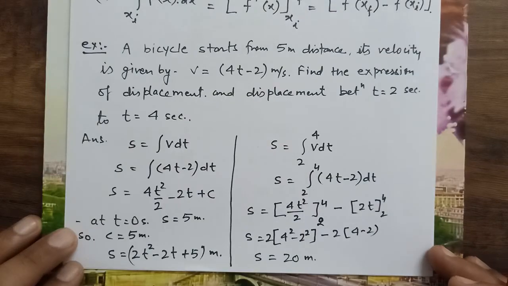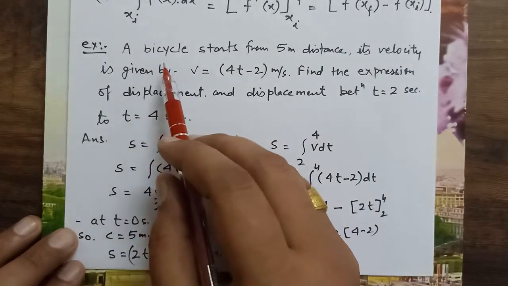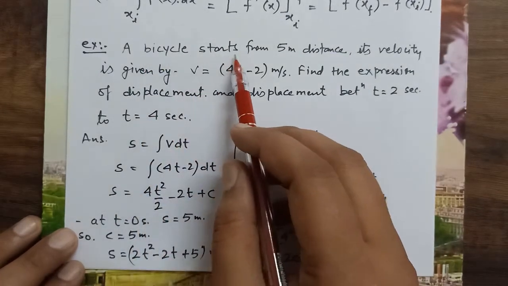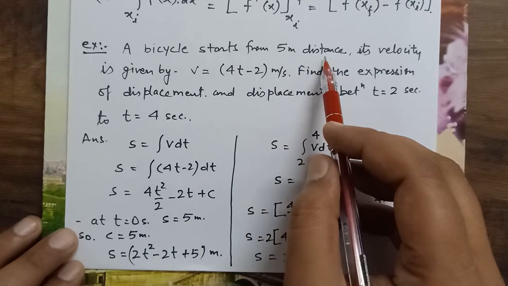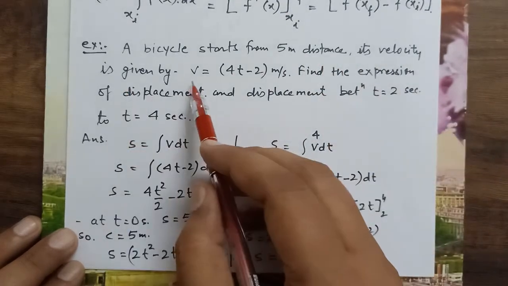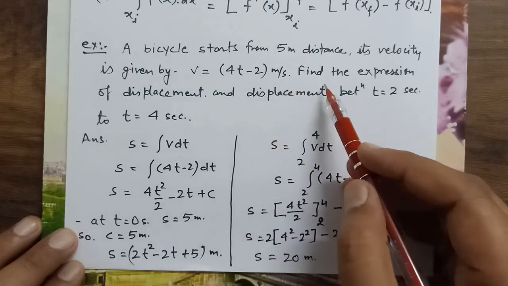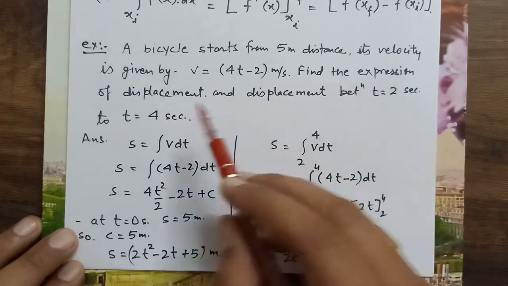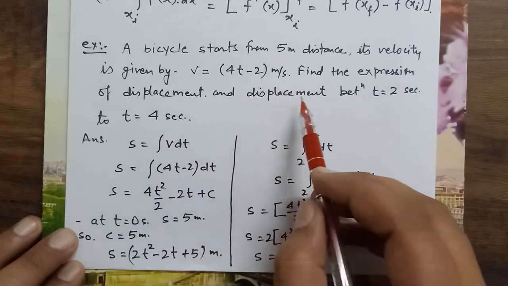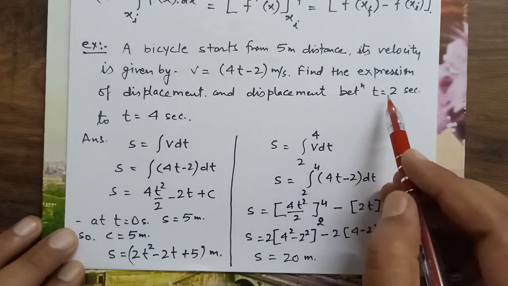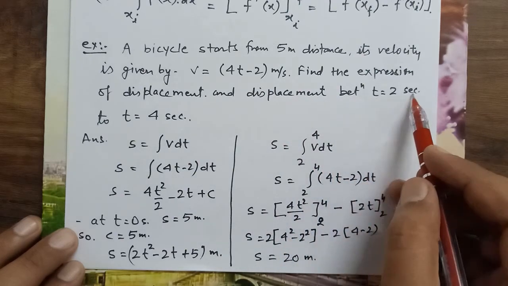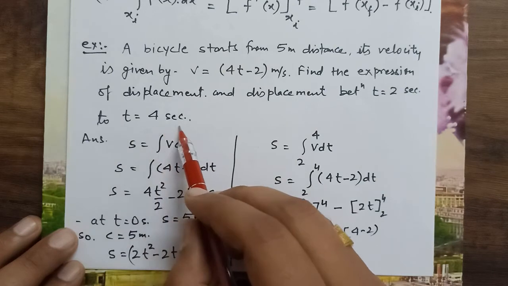Now we will discuss an example by using both the integration methods, that is with limit and without limit. So look at the question. A bicycle starts from 5 meter distance. Its velocity is given by v = 4t - 2 meter per second. Find the expression of displacement and distance between t = 2 seconds to t = 4 seconds.